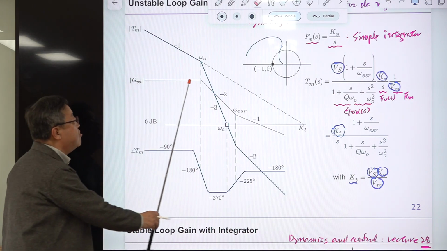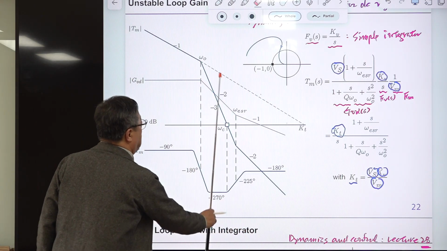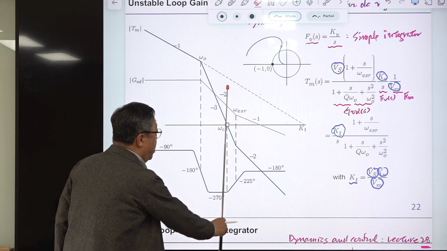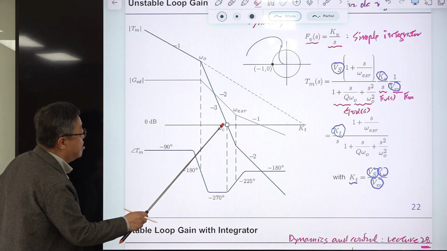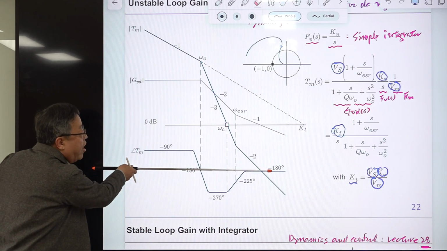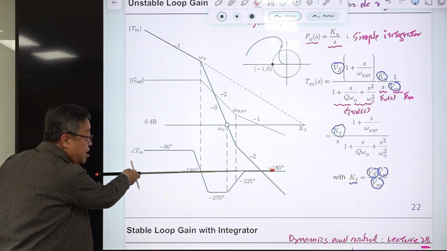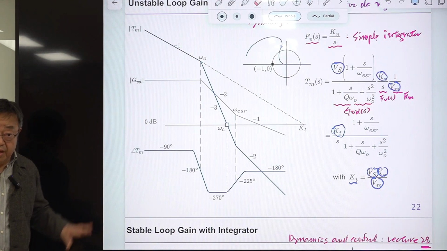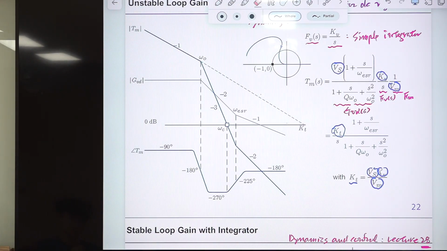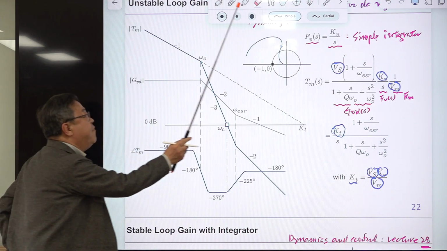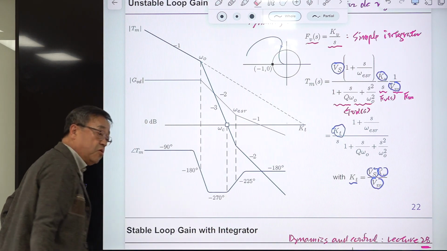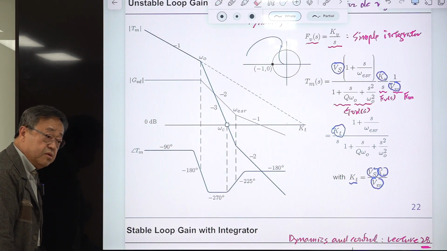But the crossover frequency of this, assume this occurs here, okay? Then the phase at the loop gain crossover frequency is far less than minus 180 degree. That means what? That indicates the converter is unstable, okay? If you use integrator, then the converter immediately becomes unstable, okay?